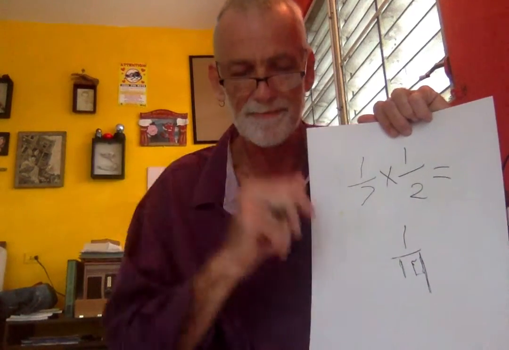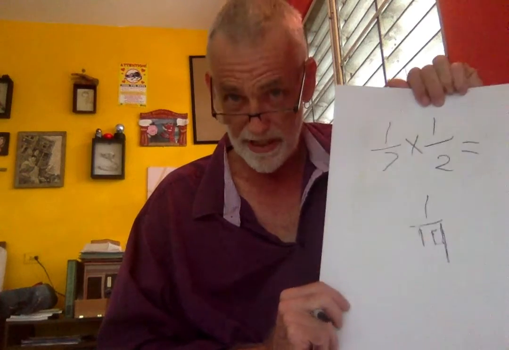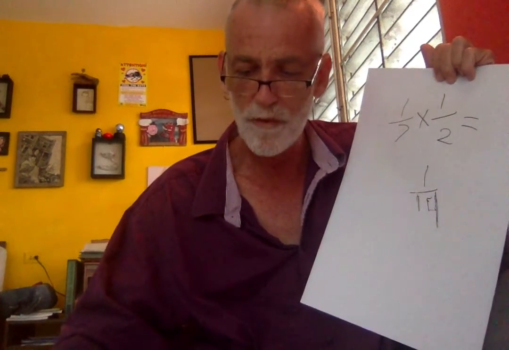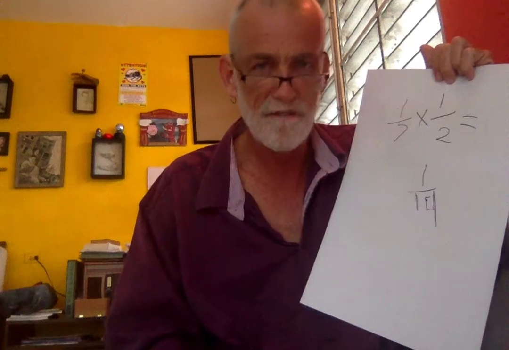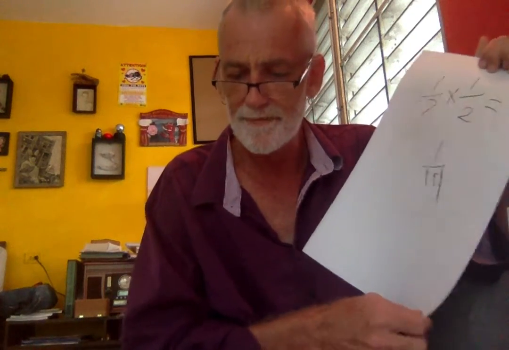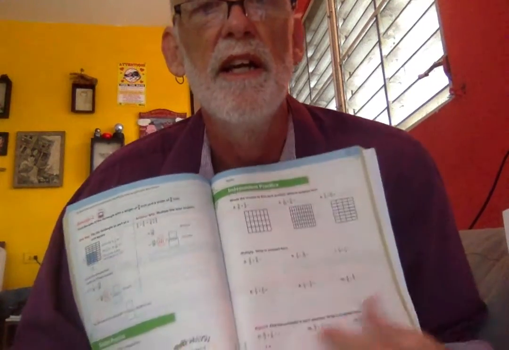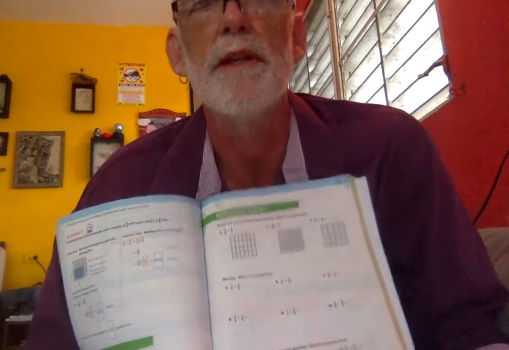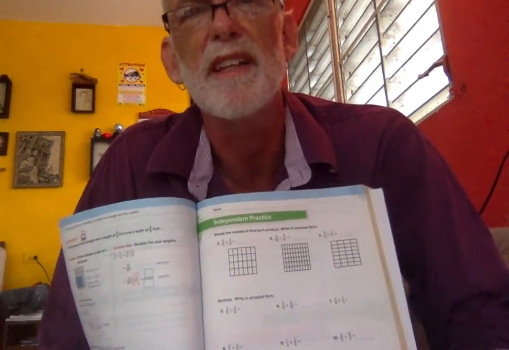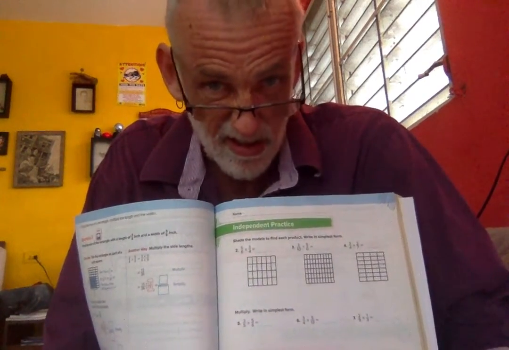You're done. All right. You guys' homework for tonight is pages 741 and 742. On 741, you don't have to shade those for me. Just multiply them. Just do the math. It's easier if you just do the math.